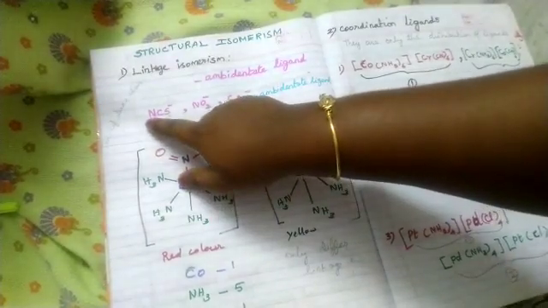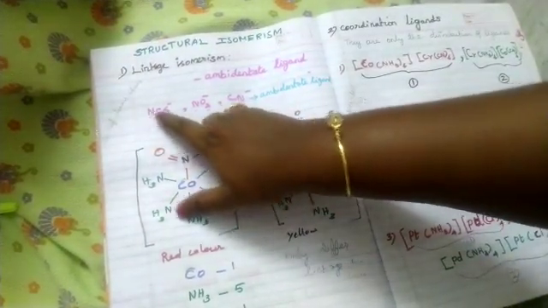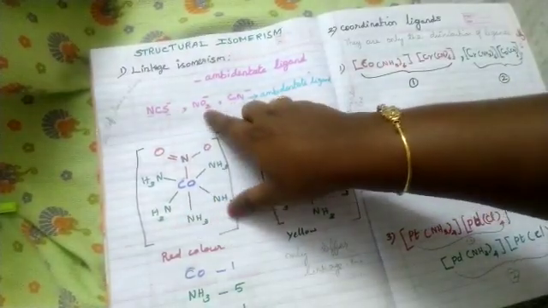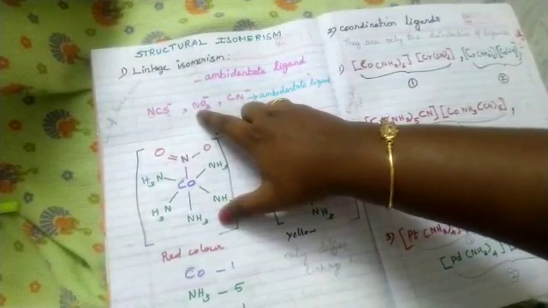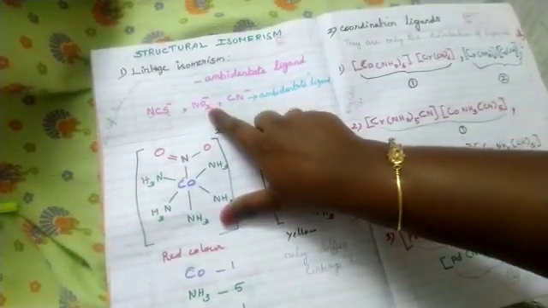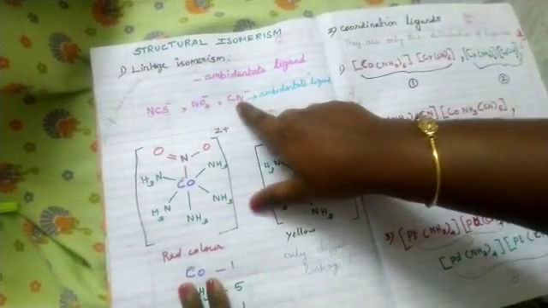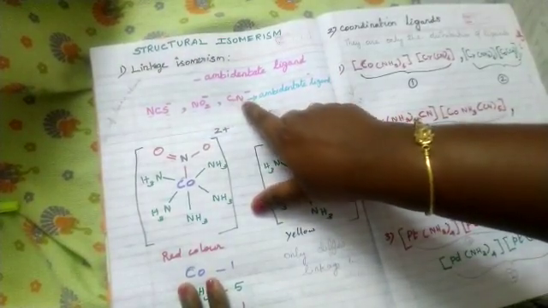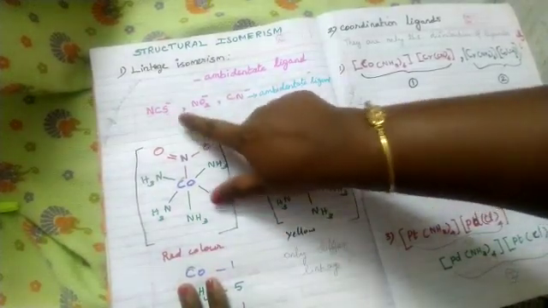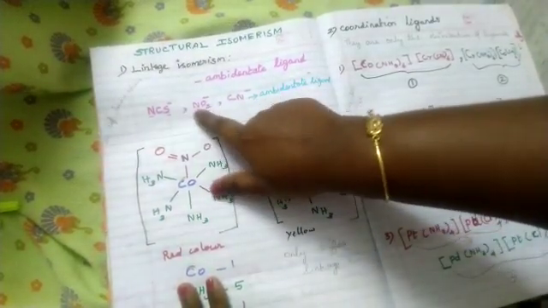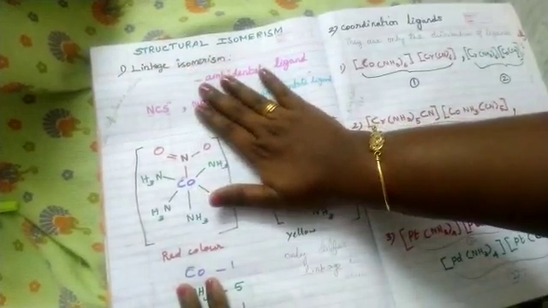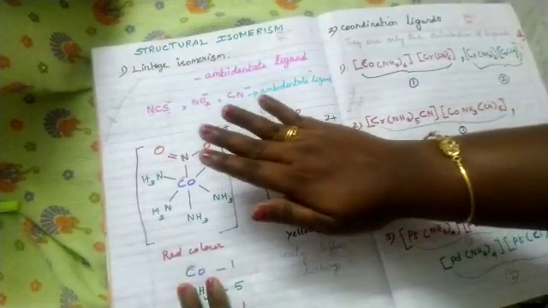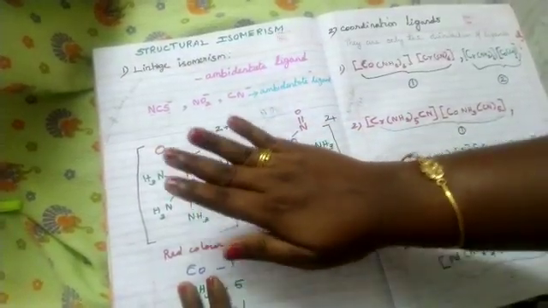Here the nitrogen and the sulfur are the donor atoms, so two different types of donor atoms are there. Here in NO2, sometimes the nitrogen is a donor atom and sometimes the oxygen is a donor atom. Here in cyanide, carbon is a donor atom as well as nitrogen. So there are two different donor atoms in an ambidentate ligand, so it is called an ambidentate ligand. It only differs in the linkage of the donor atoms.